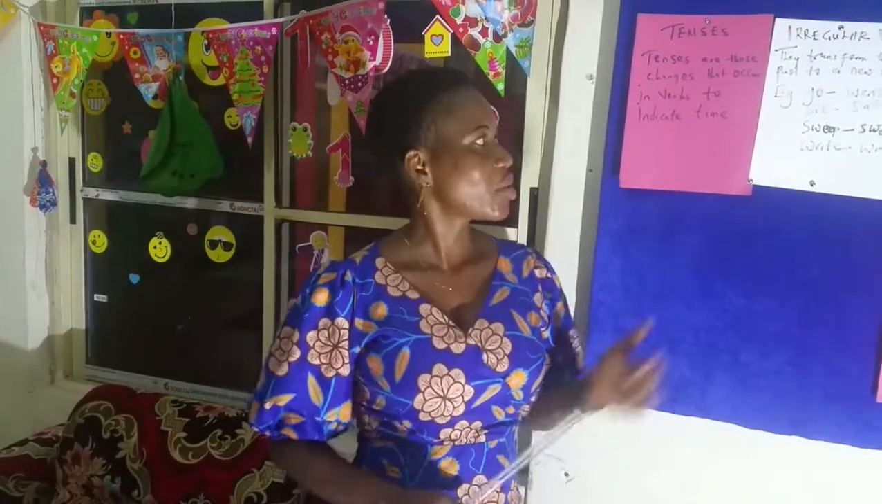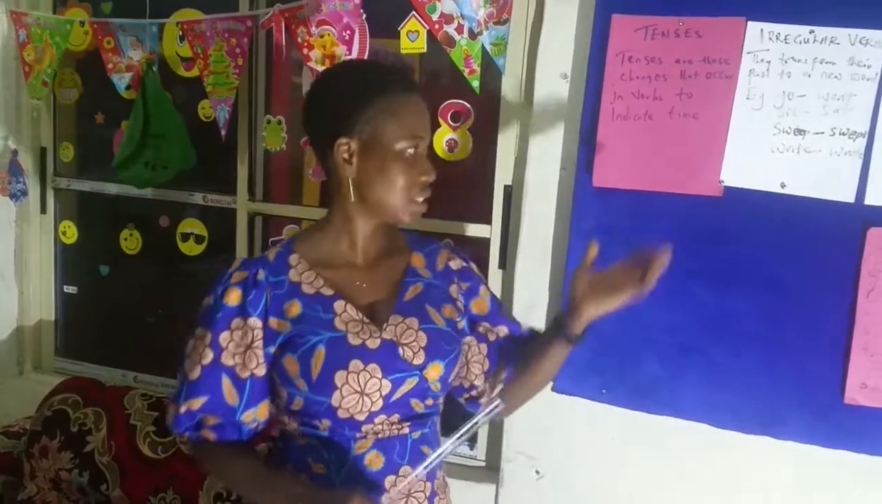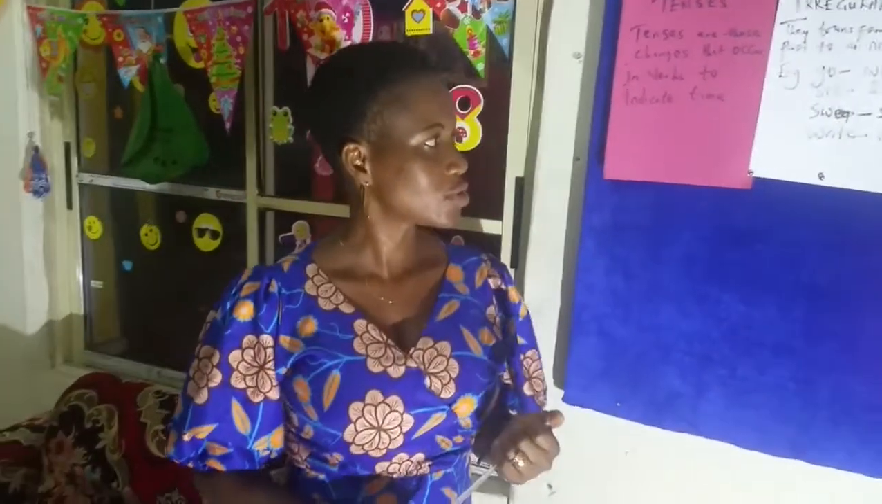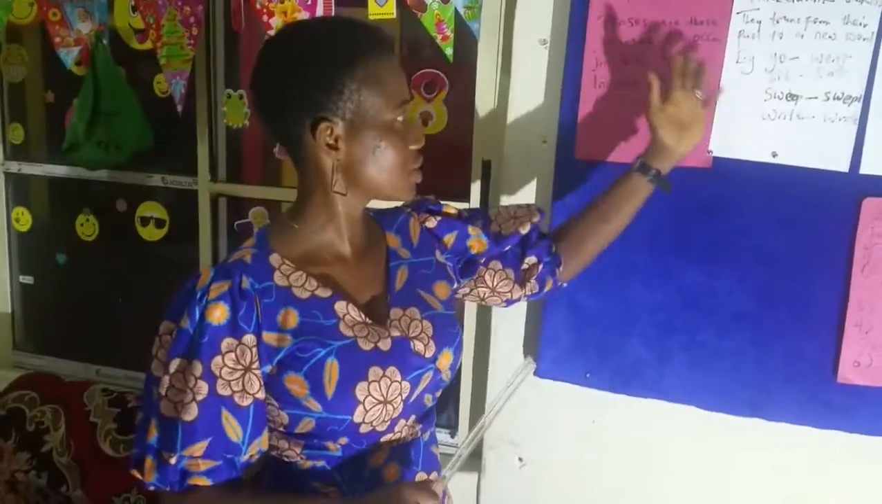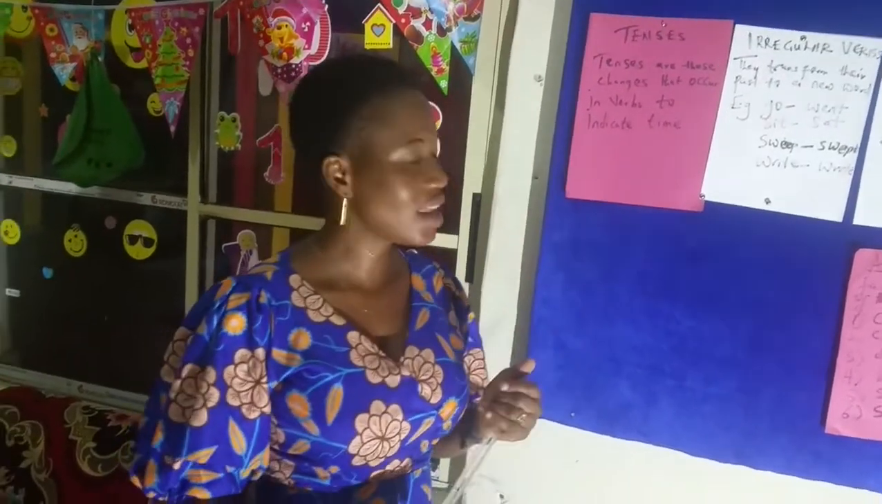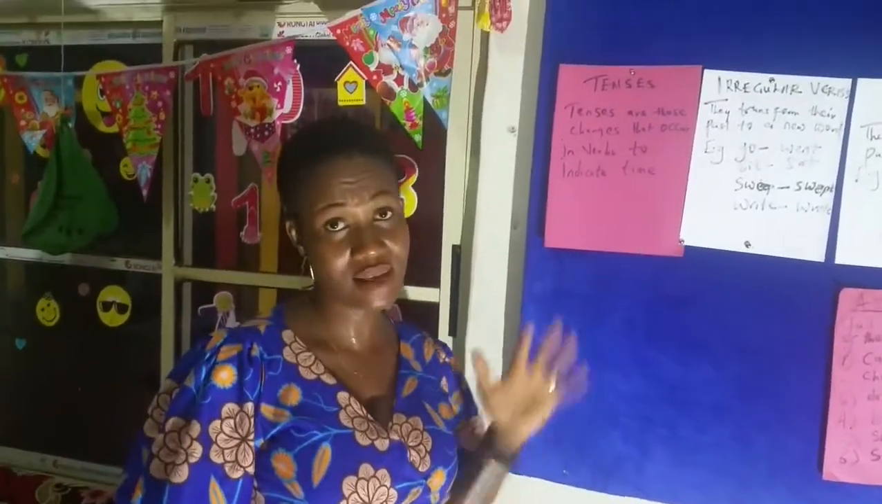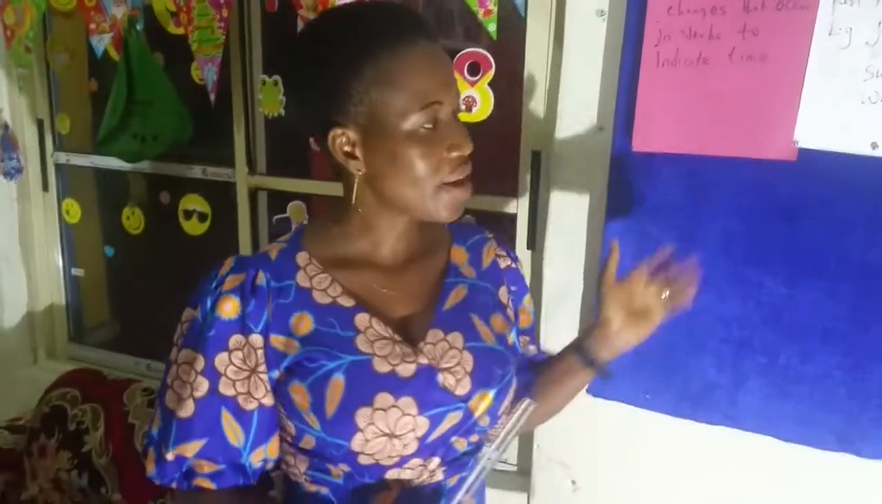Okay, children, let me give you the summary of today's lesson before the assignment comes forth. Today's lesson is on tenses. As I said earlier, we have three major types of tenses in English: present tense, past tense, and future tense. The present tense is used to indicate action that is habitual, while the past tense is used to indicate action that happened in the past. The future tense is used to explain something that will happen after now.